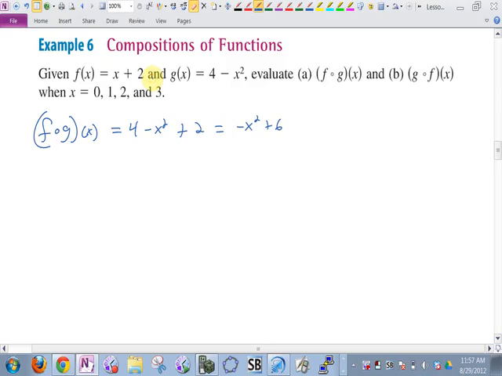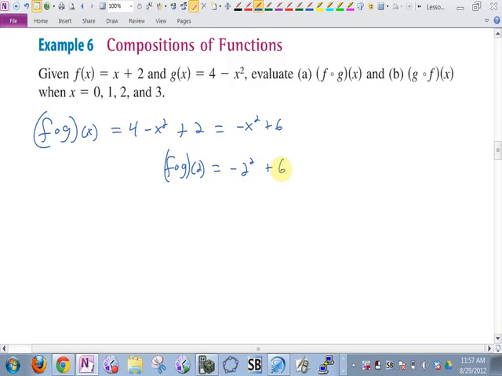Pick one of those numbers, 0, 1, 2, or 3. 2 sounds great. So f composed g of 2, that's going to be negative 2 squared plus 6. What is negative 2 squared? Negative 4. We're not squaring the negative. There's a difference between negative 2 squared and negative 2 squared, and those are different things.